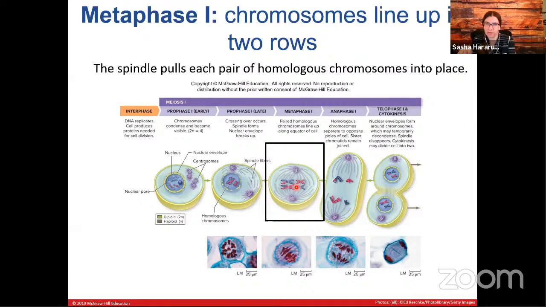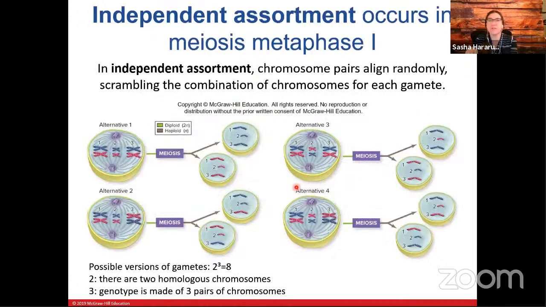So a little fun fact to break up the dry explanation of the different phases of meiosis.